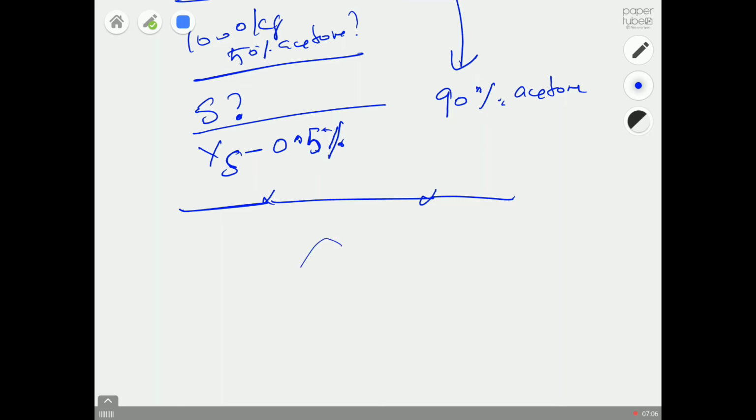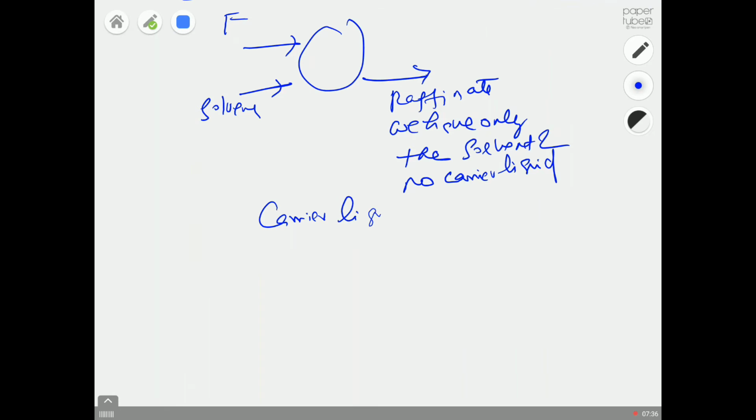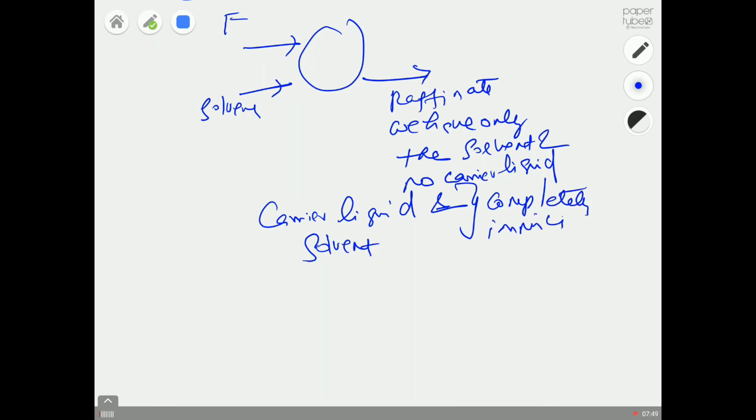Let's assume you have some feed, you have some solvent, and then let's assume the raffinate side has only the carrier liquid and no solvent. So the carrier liquid and solvent are completely immiscible. This is the first assumption we make, and that will make our life a bit easier. So now we can go on to the problem.